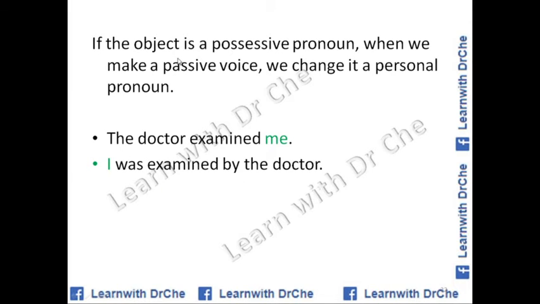If the object is a personal pronoun, like "me", when we make a passive voice, we change it to a subject pronoun. The doctor examined me. This is a direct active voice. When we are going to make it a passive voice, we are going to change this into a subject pronoun. I was examined by the doctor. Not "me was examined". I was examined by the doctor.